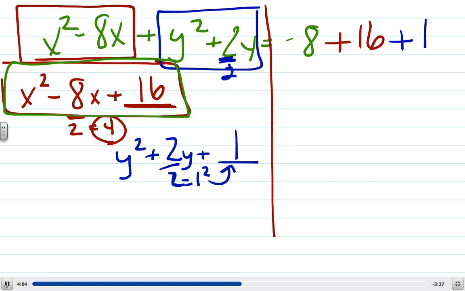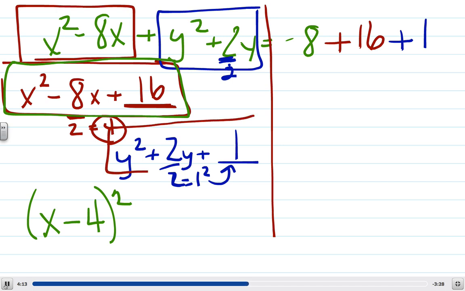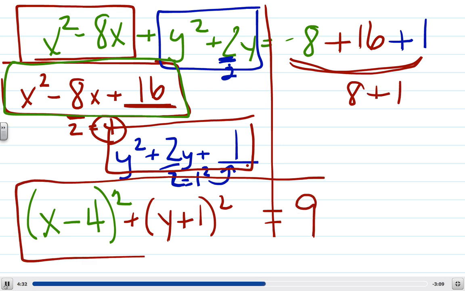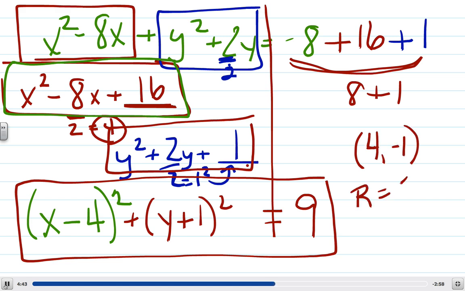So now I can take both of these and rewrite them as factors. x² - 8x + 16 is going to give me (x - 4)². And if I look at this equation here, I can say that (y + 1)² is the same thing. Now when I combine all my like terms on the other side, I get 16 - 8, which gives me 8, plus 1, which gives me 9. And now my equation is in the standard form for a circle. I can tell you that my center is at (4, -1) and I have a radius of 3.